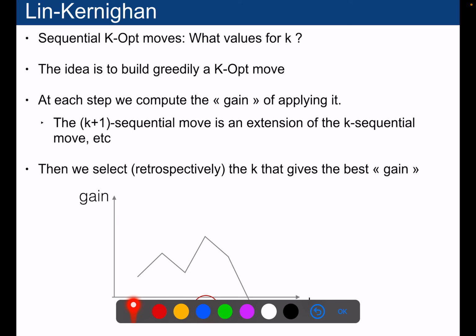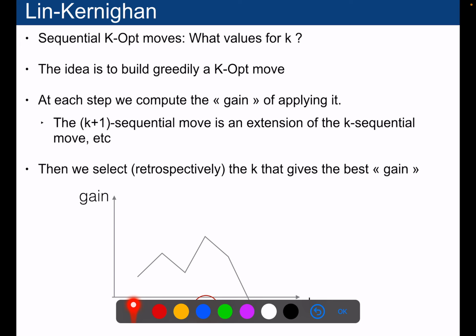So we want to apply sequential k-opt moves, but what value for k should we use? The idea is that we will build a k-opt move greedily. At each step, we will compute the gain of applying the next step of the sequential k-opt move. So we will apply the k plus 1 sequential move as an extension of the sequential k-opt move that we have seen so far. And every time we will accumulate the gain of the total length of the tour, and we can compute it in constant time just for extending the k-opt move by one additional step. And so we will accumulate the gain.